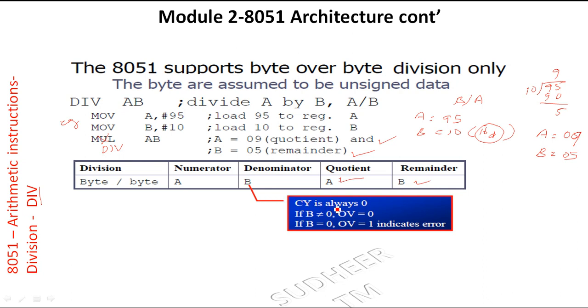While executing the instruction, the carry flag is always 0. The carry flag will be cleared after the division instruction. If B is not equal to 0, the overflow flag is equal to 0. If you divide by a B value of 0, it indicates an error value. As we know, something divided by 0 is not defined, so that undefined result will be indicated by the overflow flag. So the programmer should check whether the overflow flag is 1 or 0. If it is 1, it indicates the division has not been performed. It results in an error value.